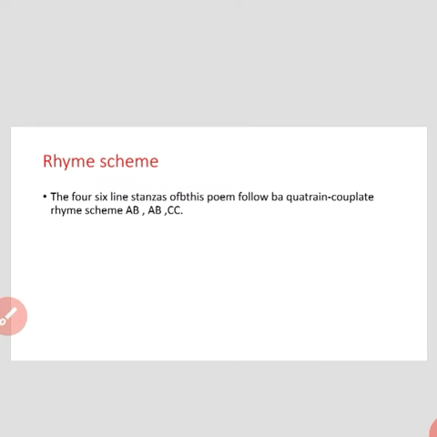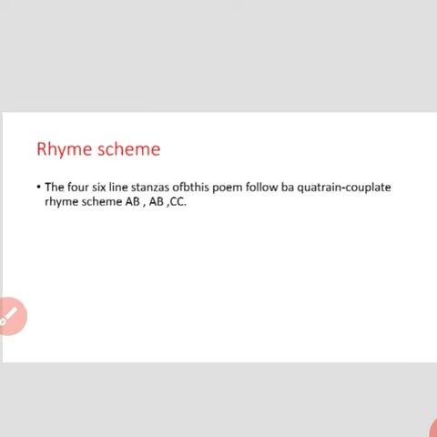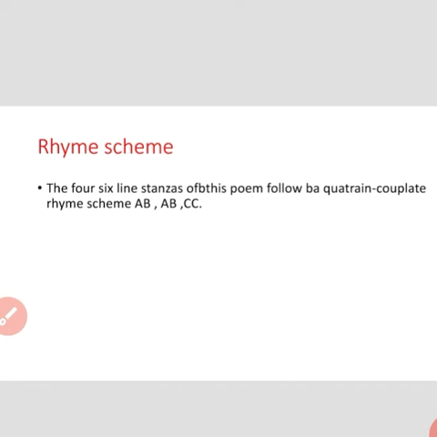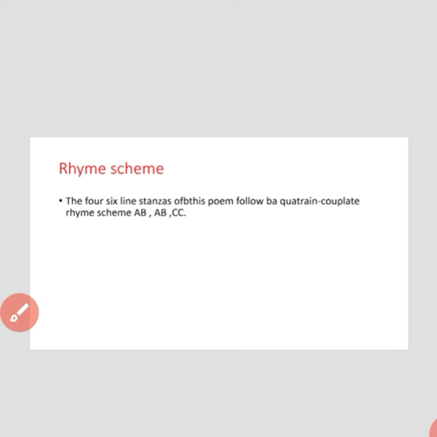Students, let me tell you the rhyme scheme of this poem. The 4-6 line stanzas of this poem follow a quatrain couplet rhyme scheme: AB, AB, and CC. Let me underline it. The rhyme scheme: AB, AB, and CC.